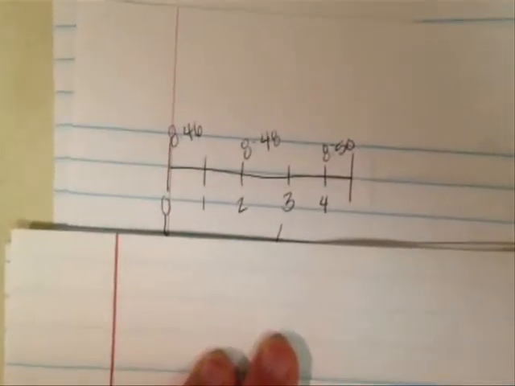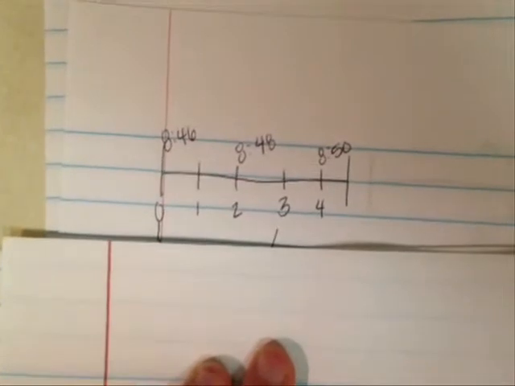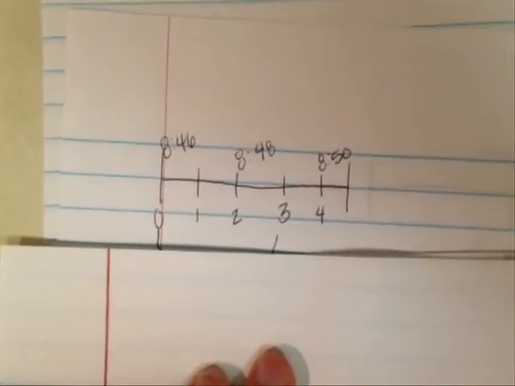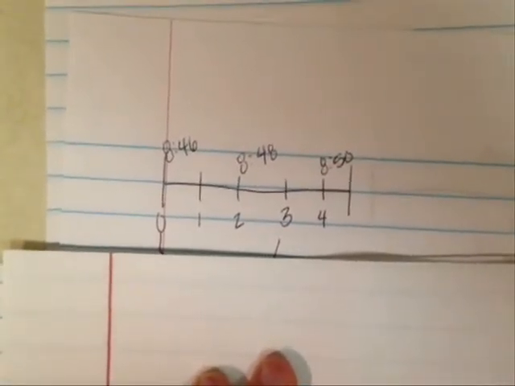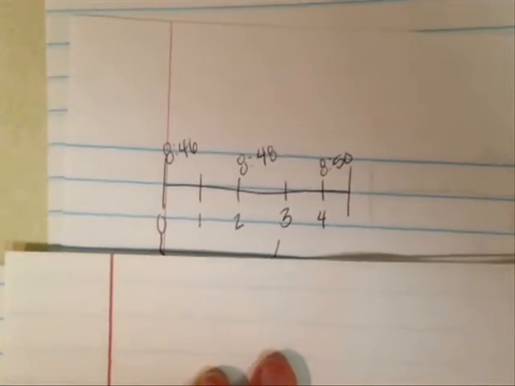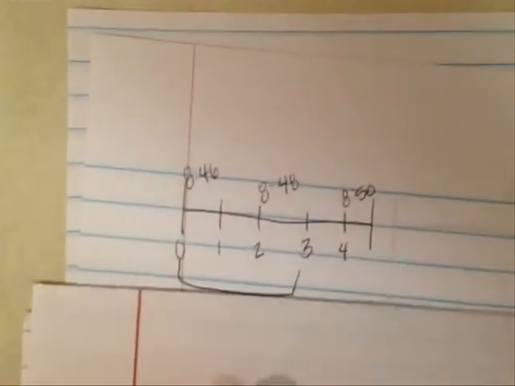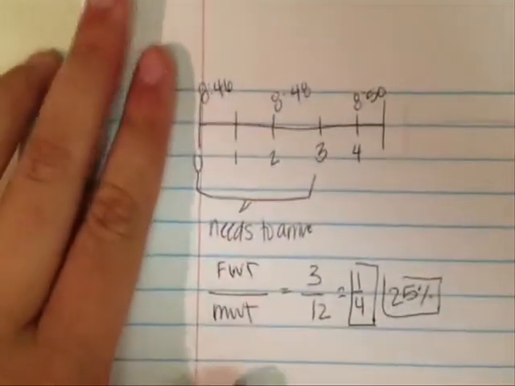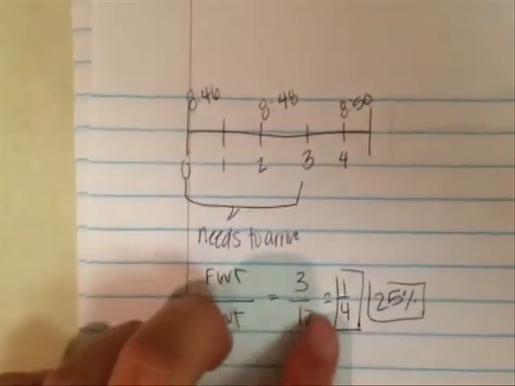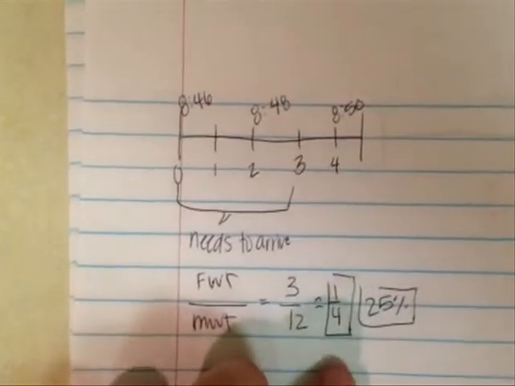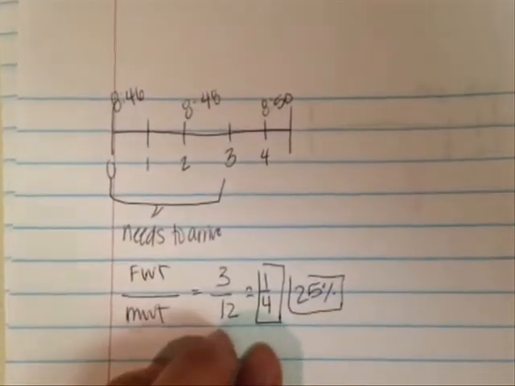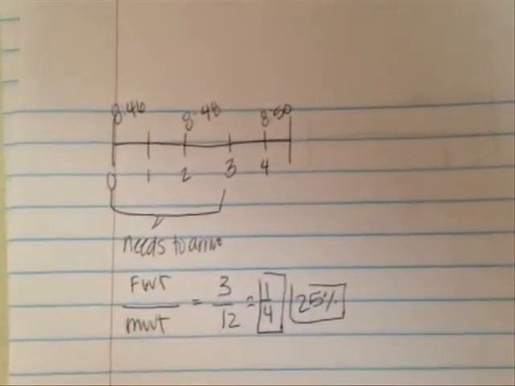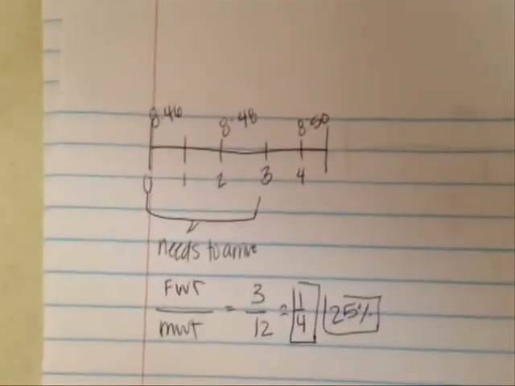So I've drawn the timeline that was in the book, and I also read that the monorail runs every 12 minutes, so we need it to arrive in the first 3 minutes. I've written that our favorable waiting time would be 3 minutes, and our most waiting time would be 12, and that simplifies to 1/4 or 25%, which would be our probability that we could make it to the station by 8:58.